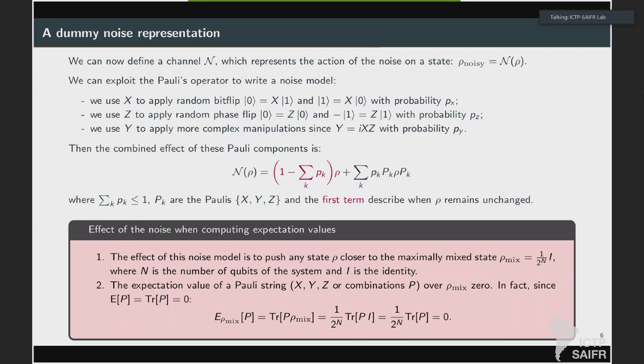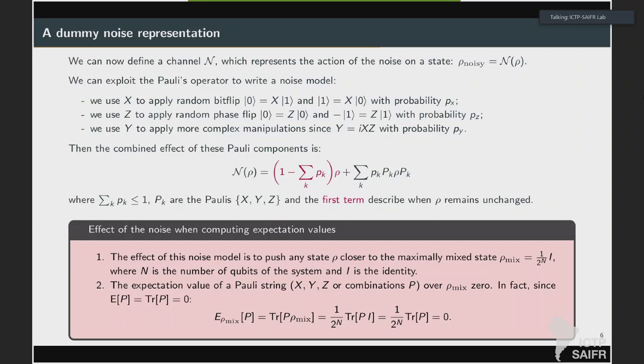For example, if you apply an X gate, you know you are swapping ones into zeros, and vice versa. And so if you randomly apply a bit flip like this, you could understand we are modifying the state randomly. We are losing the original shape of the state. The Z can be exploited to do a phase flip. So in case you have a 1, you get a minus 1.